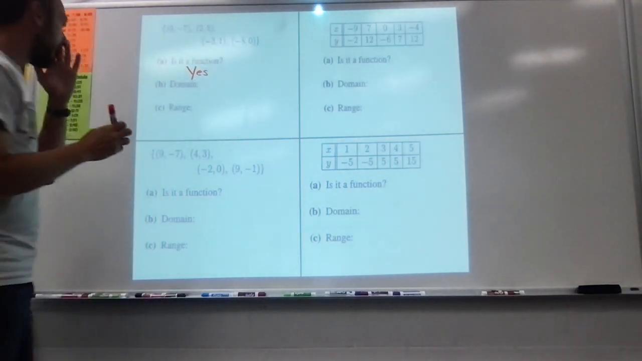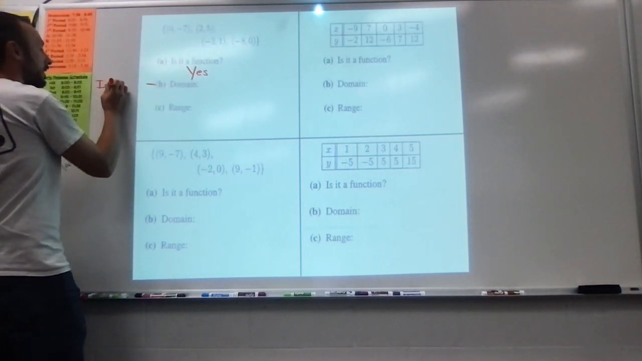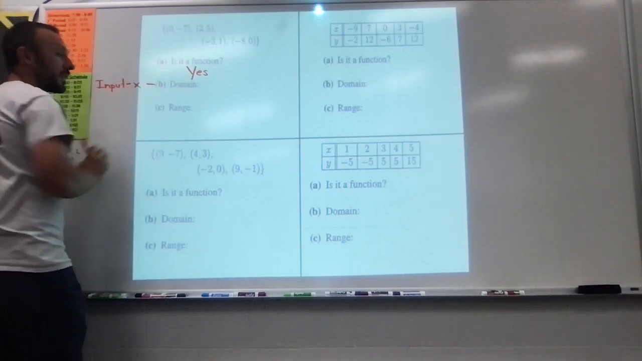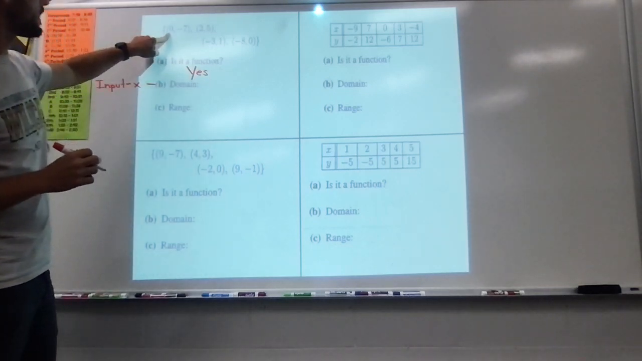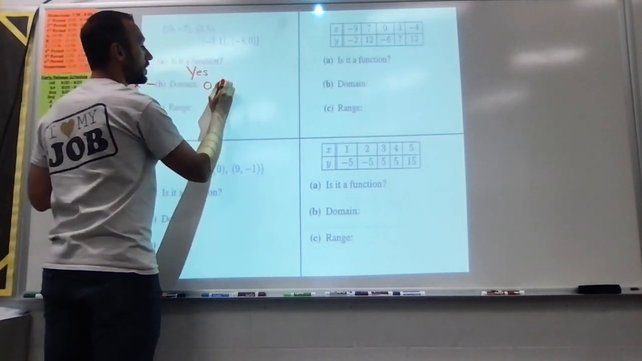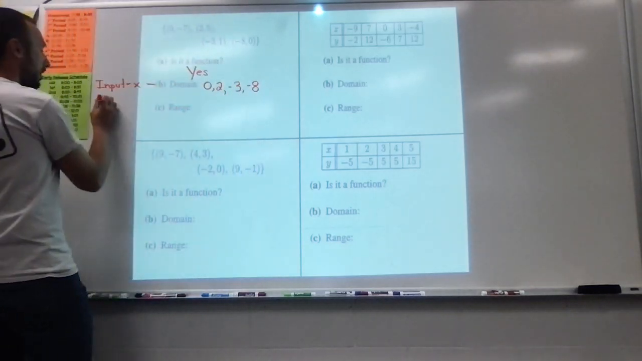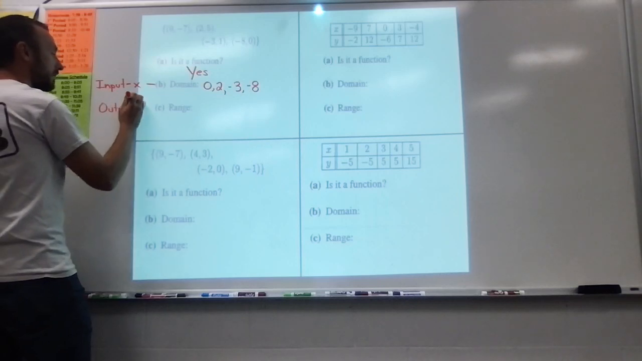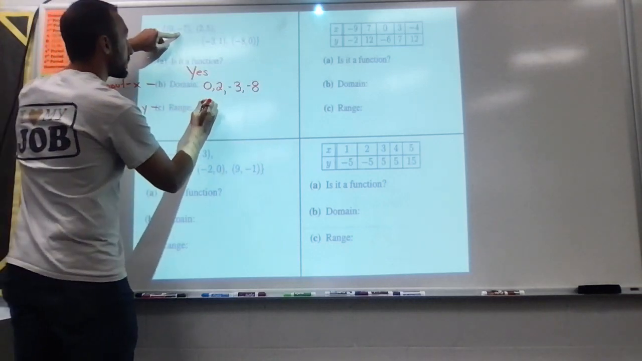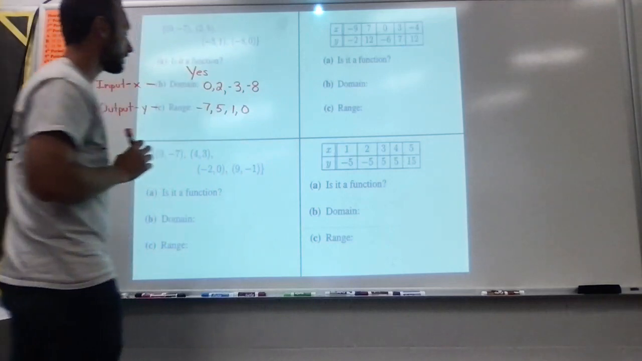The domain is also labeled as my inputs, and if I want to use a letter, it's represented by the letter X. So my inputs, my domain, are 0, 2, -3, and -8. My range are my outputs, and hopefully you guys can see this. If not, I'm writing output, and that's my Y, and that's my range. My outputs are -7, 5, 1, and 0.